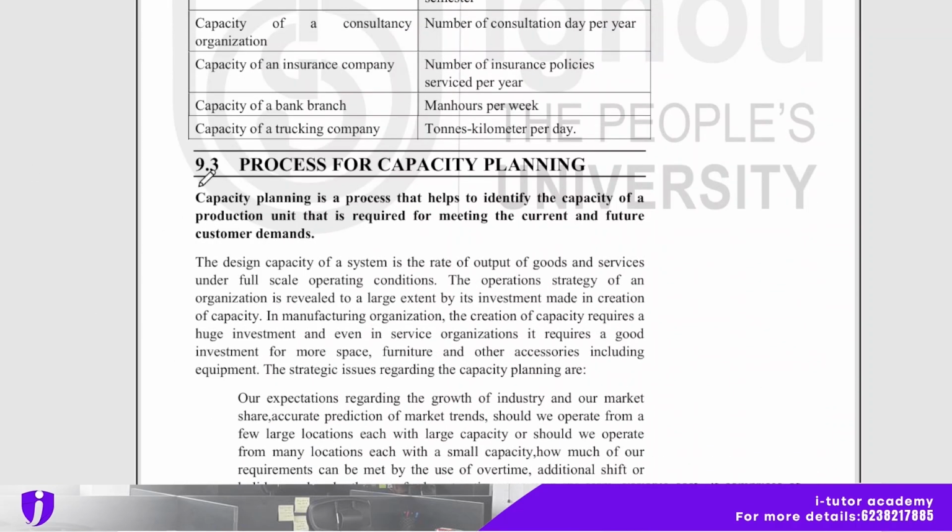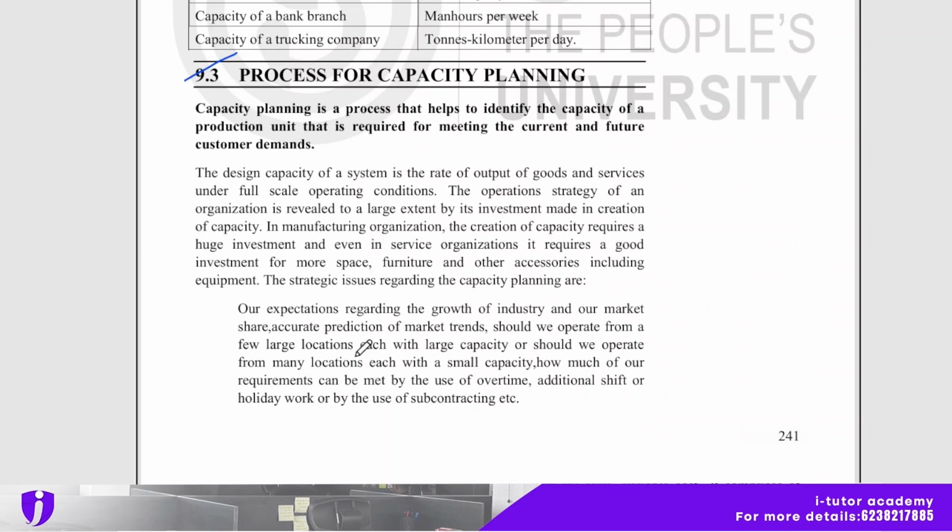Okay. So next is the process for capacity planning. What is the process of capacity planning? Capacity planning is a process that helps to identify the capacity of a production unit that is required for meeting the current and future customer demand. And the design capacity of a system is the rate of output of goods and services under full scale operating condition.